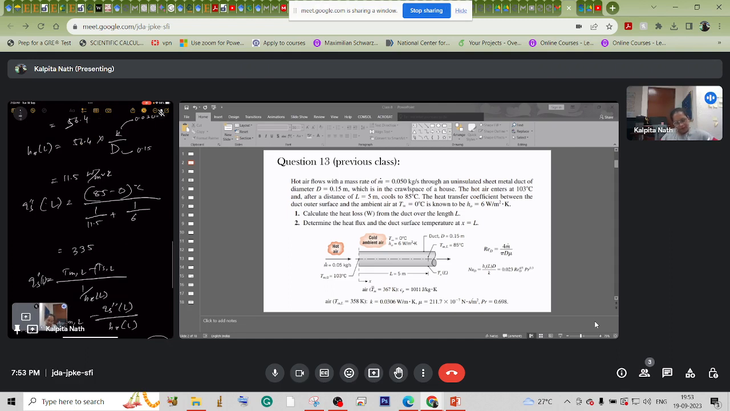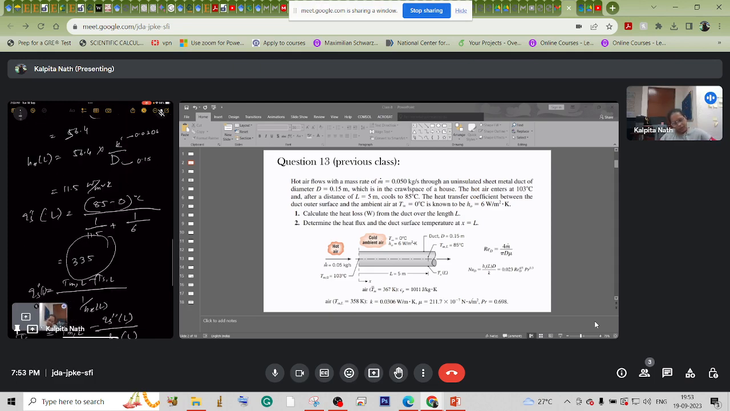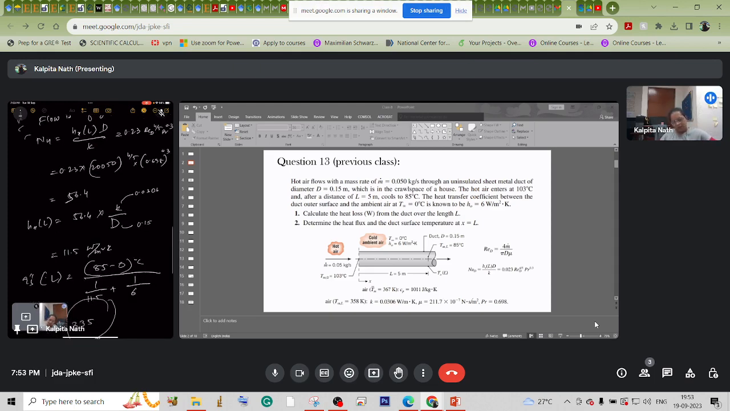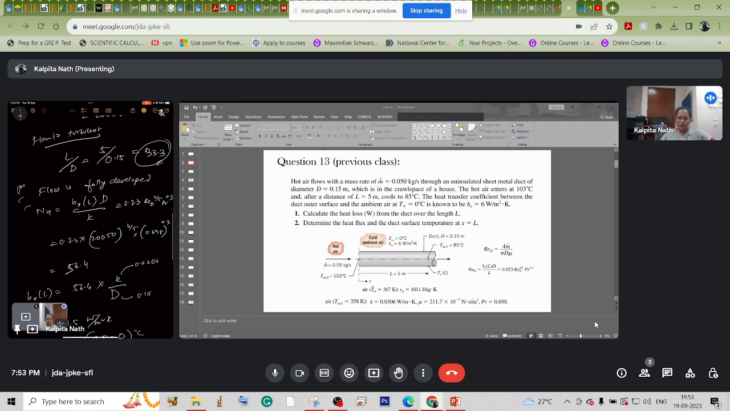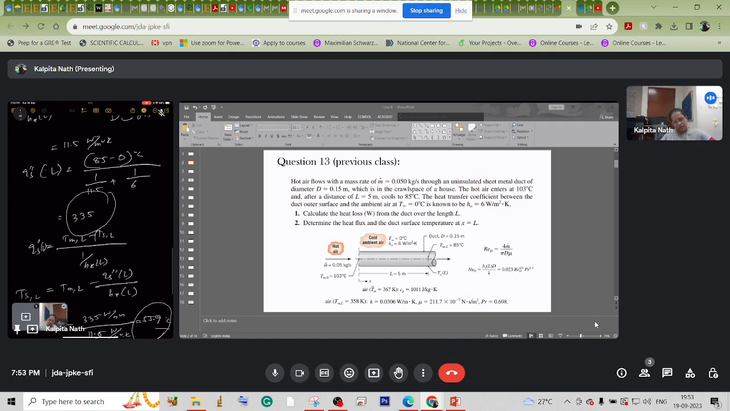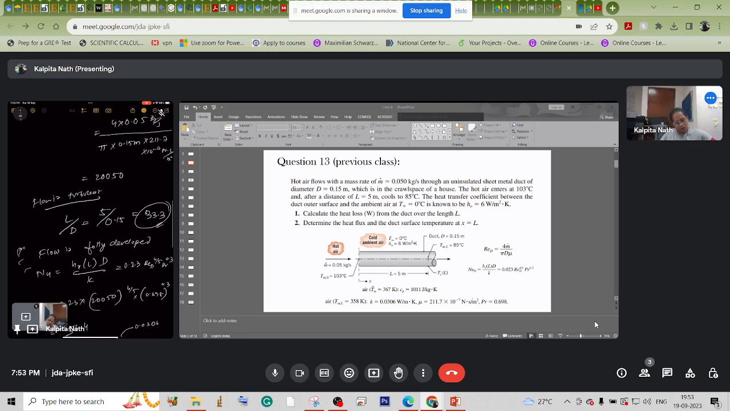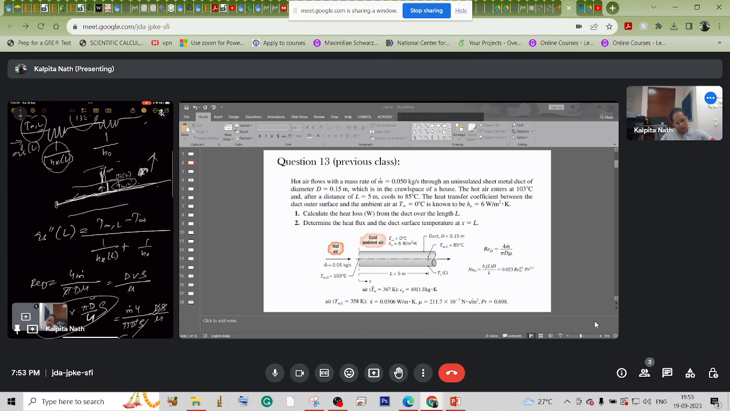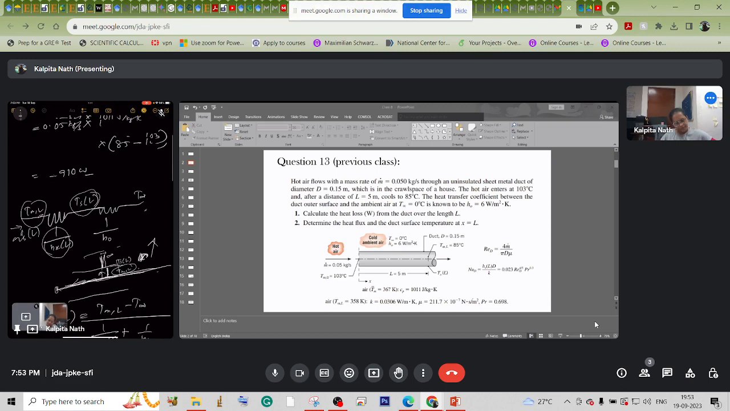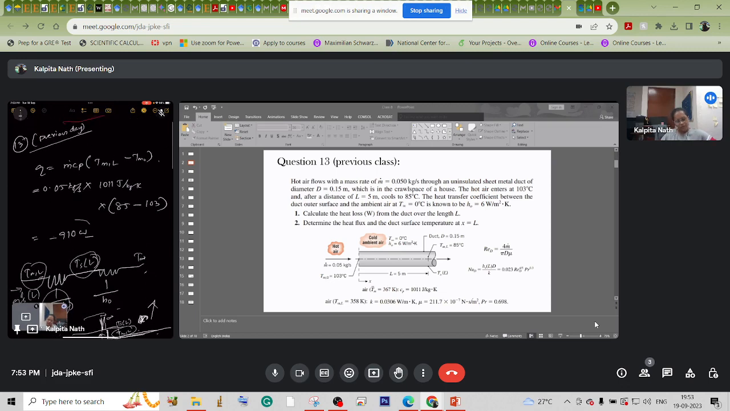The heat flux is this one, in watt per meter square, and the other is the heat loss from the duct over time. Sorry, just 1 second. Yeah, this is the heat loss from the duct over time.